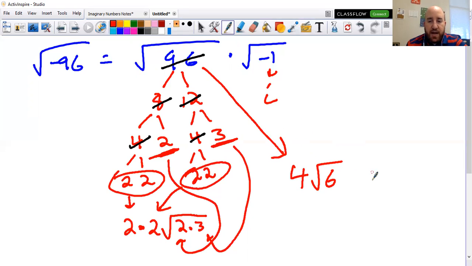And I'm still multiplying times i. So I'm going to do the same thing I did last time. I'm going to stick it outside the square root, but behind the 4: 4i square root 6.